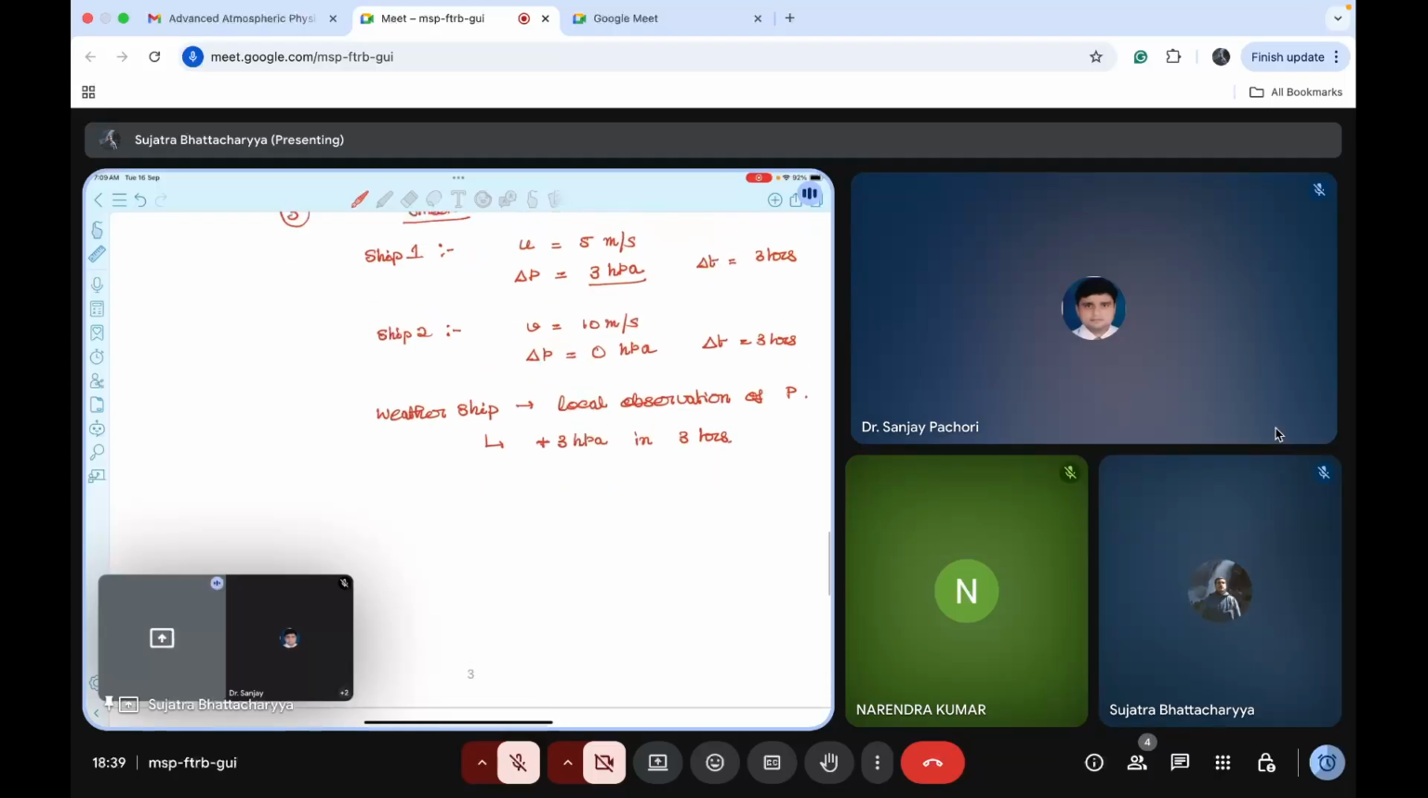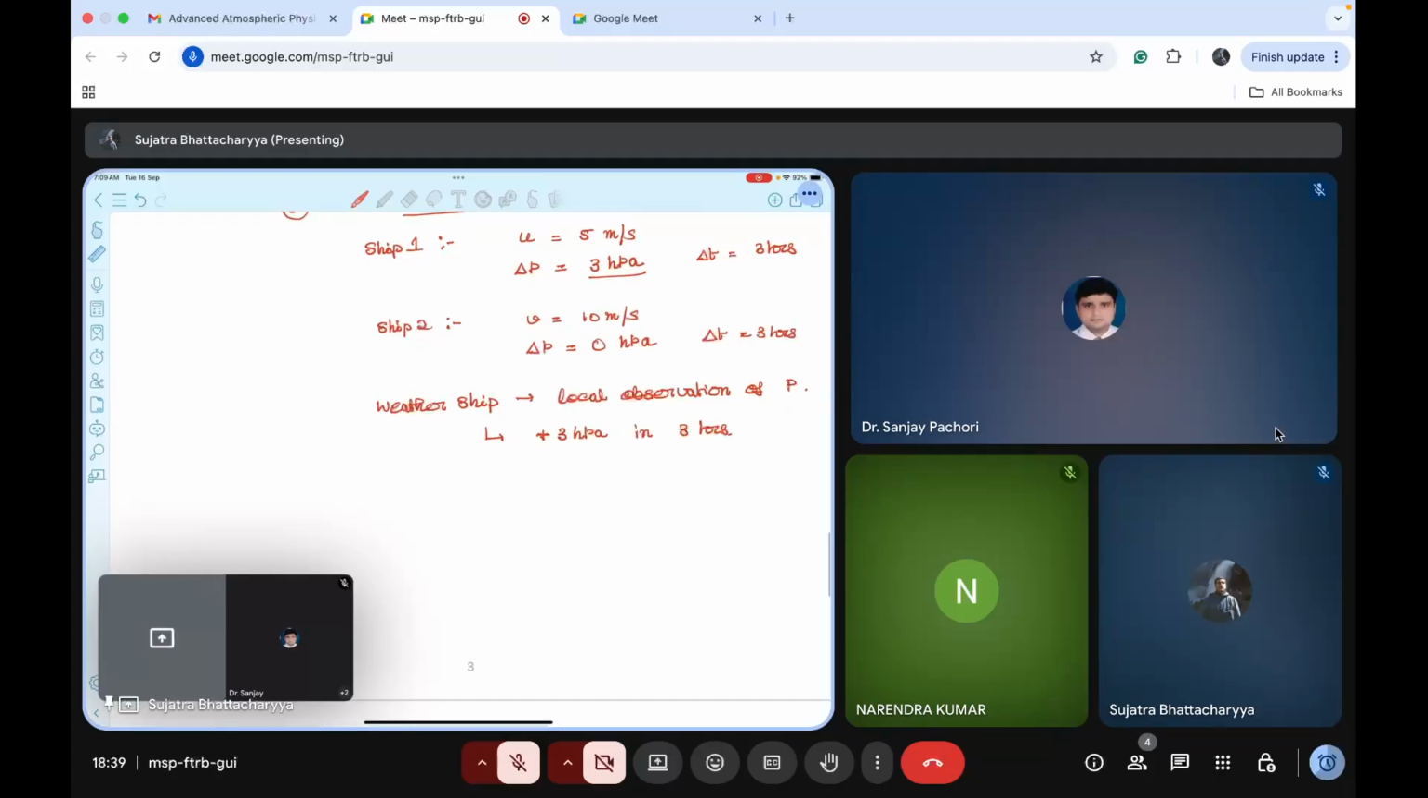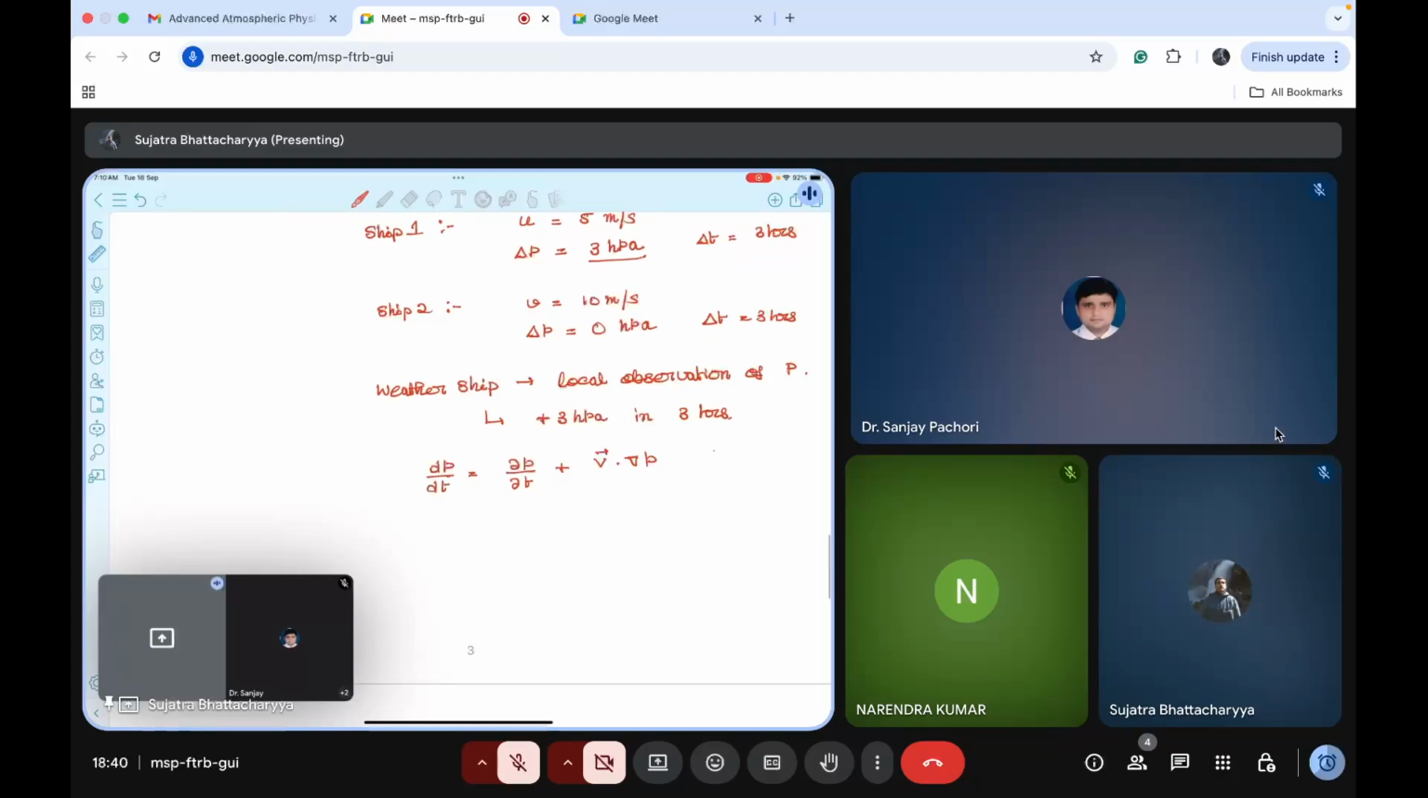Now, what should we use? There's so much information given here, right? According to me, we should use the simple total derivative expression. dP/dt is what? ∂P/∂t plus V dot grad P, right? This is what we generally write. And let us assume for the time being that the vertical velocity is zero, so it is perfectly horizontal. So, horizontal advection.